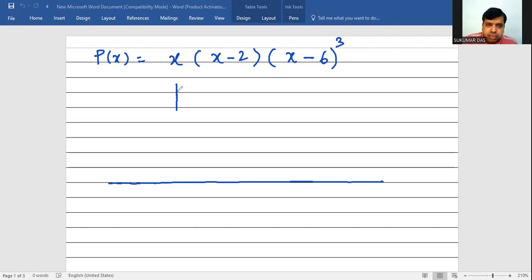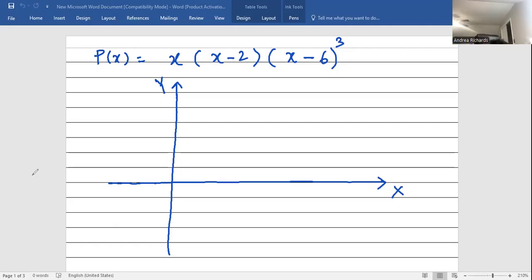This is the y-axis, this is the x-axis. So tell me, what is the first step that we have to do? The first step is to factorize. It is already given. The second step is to mark the points on the x-axis. So then it would be 0, 2, and 6. Then what is the next step? The next step is to determine the end behavior.